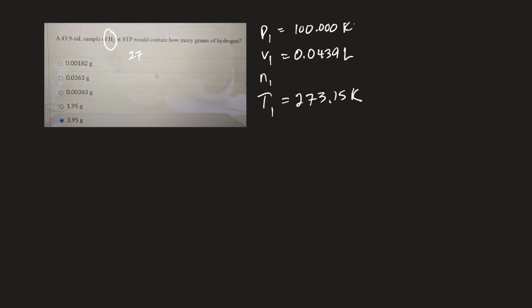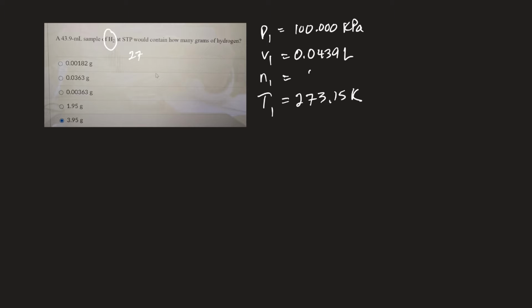Here's some gas law questions. First one says, let me do my P1 stuff: P1, V1, N1, T1. A 43.9 milliliter sample, so the volume is 0.0439 liters of hydrogen at STP. Standard temperature is 273.15 Kelvin, and standard pressure is 100.000 kilopascals. So they want to know how many grams.